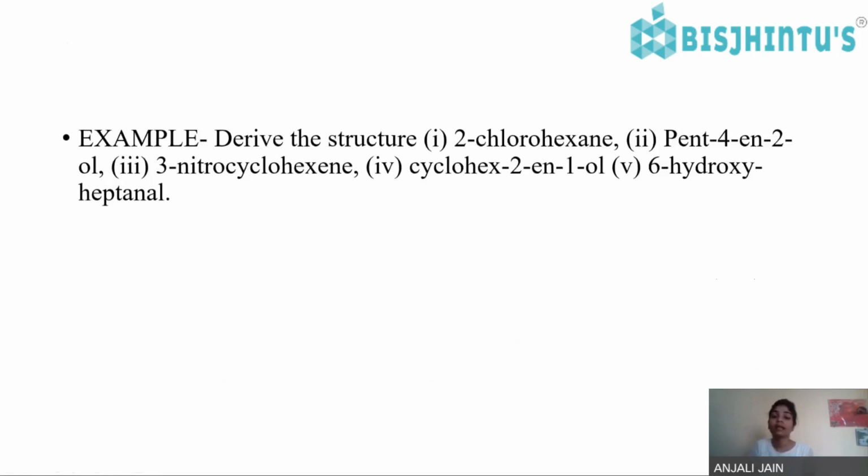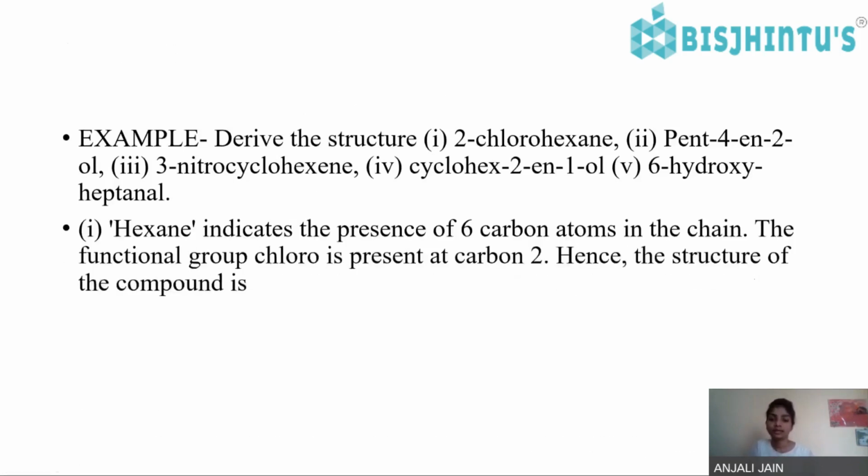So now I'm telling you to derive the structure of all these compounds. First, 2-chlorohexane. It is very easy because hexane is the root chain, having 6 carbons in the basic molecule. So you draw the 6 carbons and then add the functional group, chloro, at the second position. The structure of the compound will be like this. It can be a straight chain, or a dash structure, with 2-chlorohexane like this.